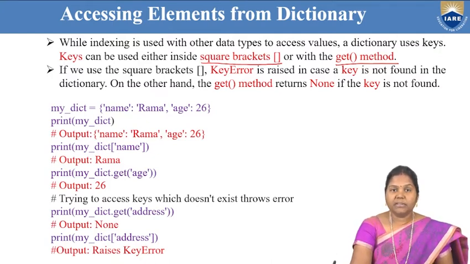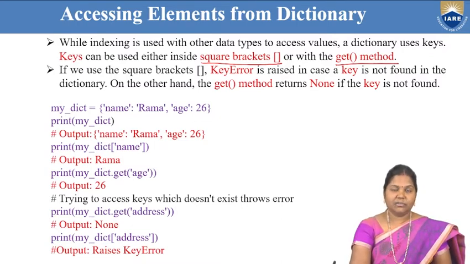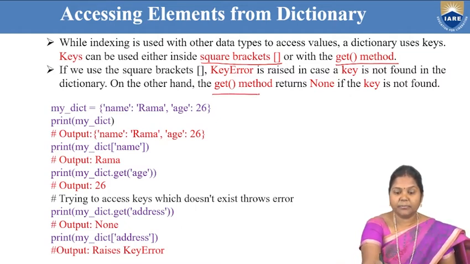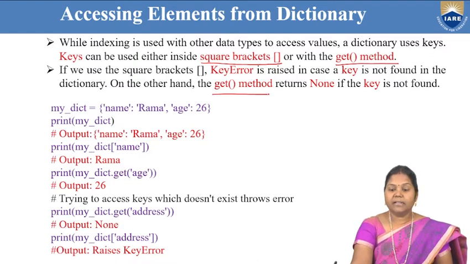If you are using the square brackets, then a KeyError will be raised if a key is not found in the dictionary. Within the square brackets you are writing that so and so key you want, but that key is not available in the dictionary, then it will raise an error. On the other hand, if you are using the get method, then it will return None if the key is not found. So it is up to you whether you want to go for the get method or the square brackets for accessing an element from the dictionary.